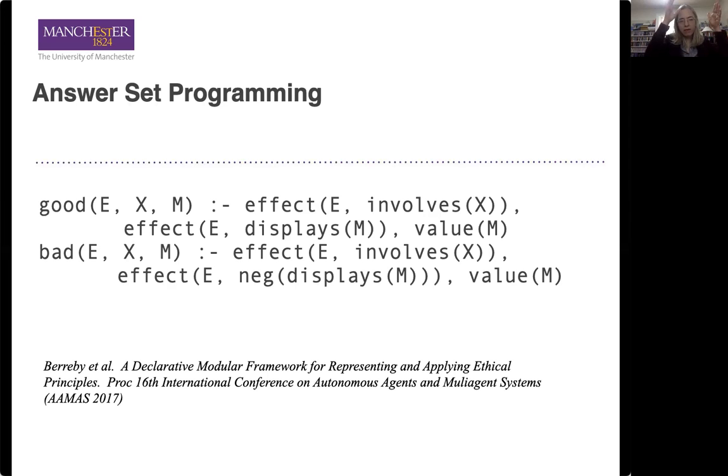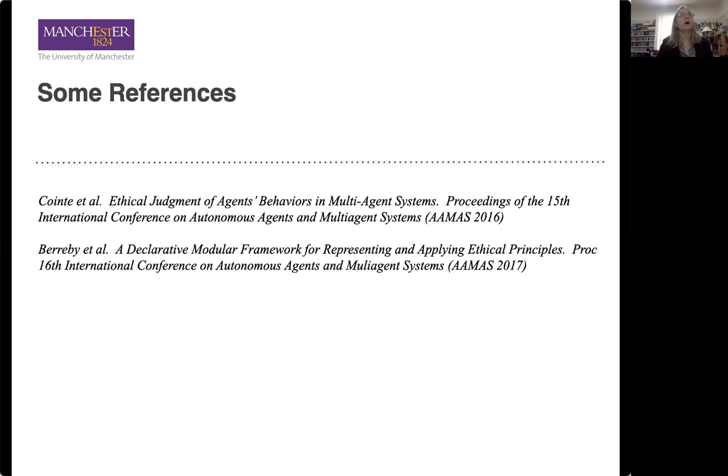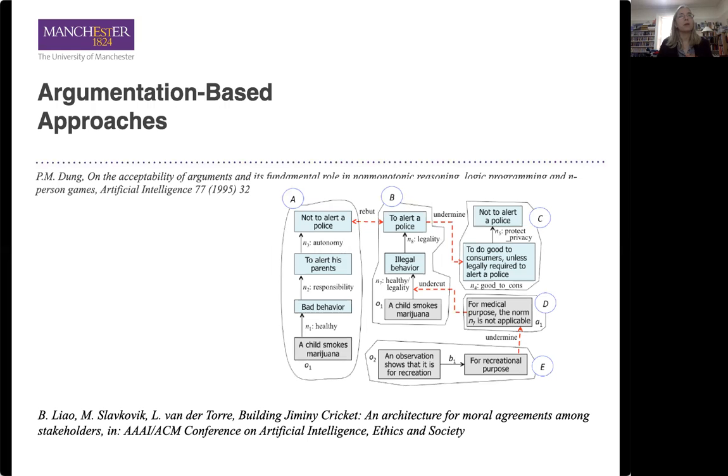Obviously they've had to do some causal reasoning in order to determine the effect, and there's a whole load of encoding that goes on. Fiona Berreby has done quite a bit of work, both in implementing ethics in answer set programming and in encoding causality, and she's looked at a variety of different ethical systems. Cointe et al. have done something very similar, again looking at a variety of ethical systems. And there are AAMAS papers about both of these works, which you can look at.